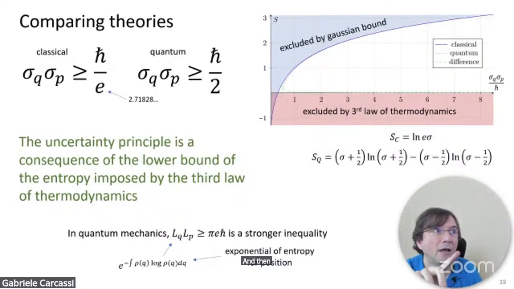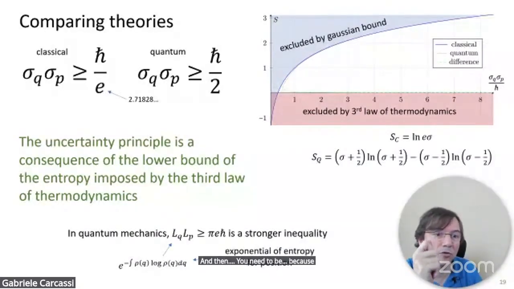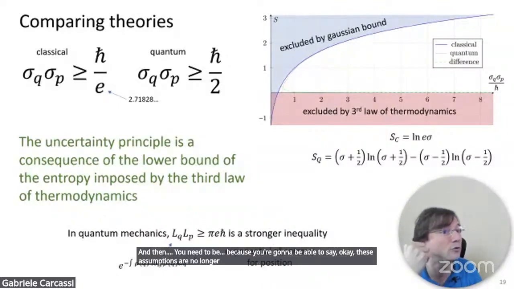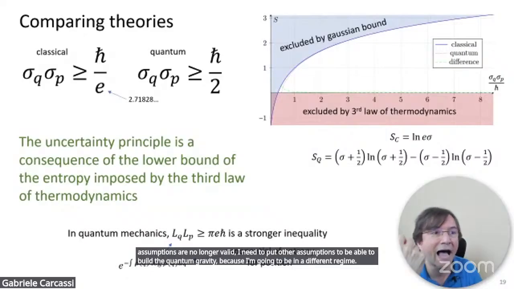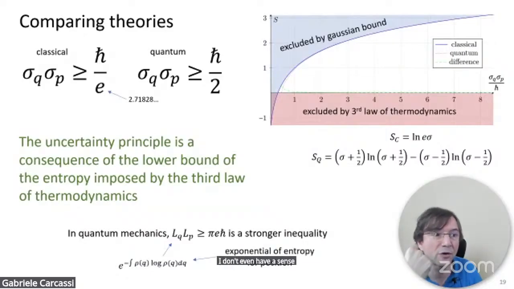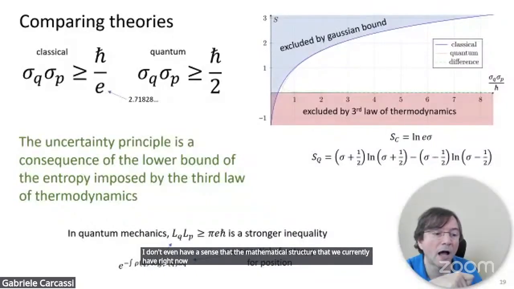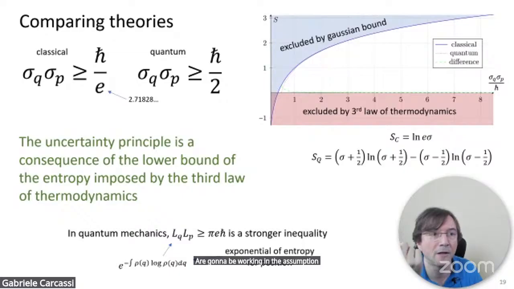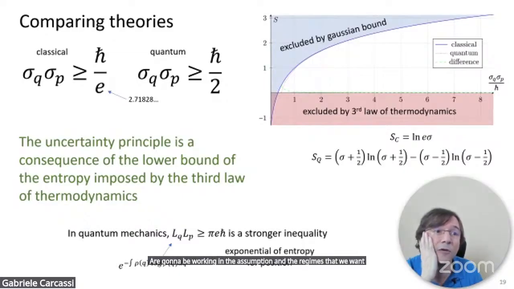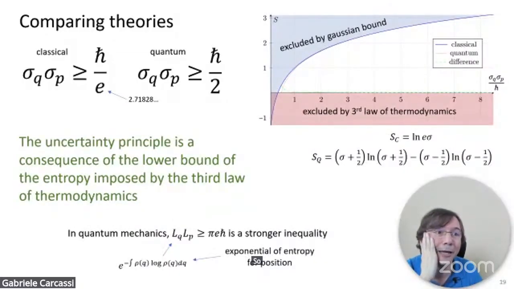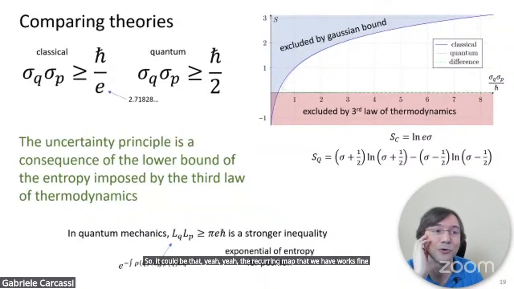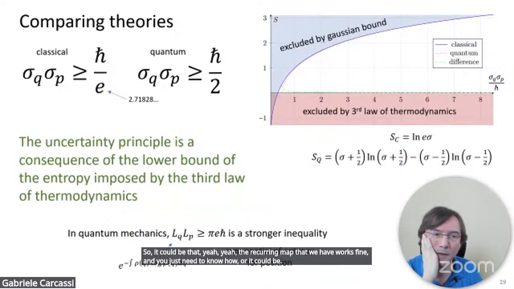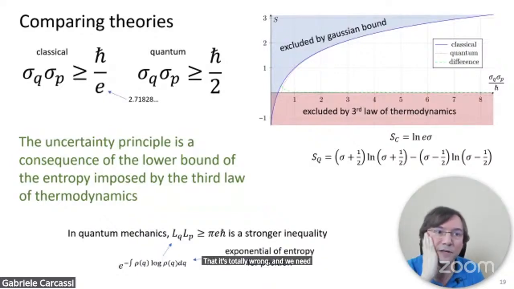And then you're going to be able to say, okay, these assumptions are no longer valid. I need to put in other assumptions to build quantum gravity, because I'm going to be in a different regime. I don't even have a sense that the mathematical structure we currently have is going to work in the assumptions and regimes where we want a theory of quantum gravity to work. So it could be that the current math works fine, and you just need to know how. Or it could be that it's totally wrong and we need some different type of math.